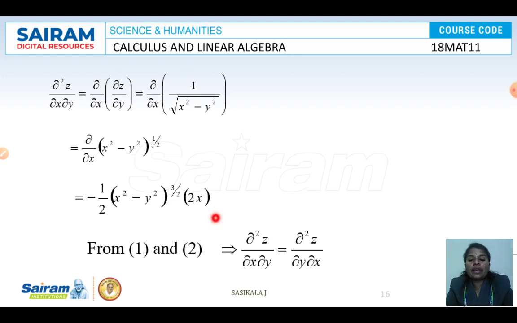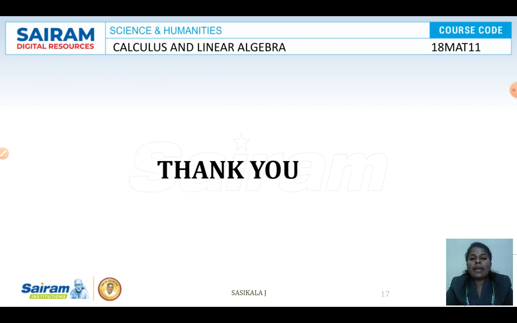Okay, so from equation number 1 and 2 we can conclude that dou squared z by dou x dou y is equal to dou squared z by dou y dou x. Okay, so these three problems give a basic example of how you can do partial differential equations when you have more than one independent variable. Okay, thank you.